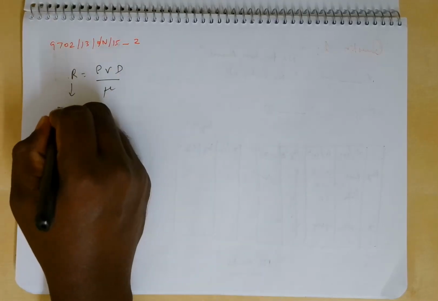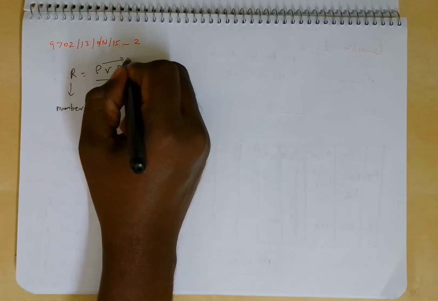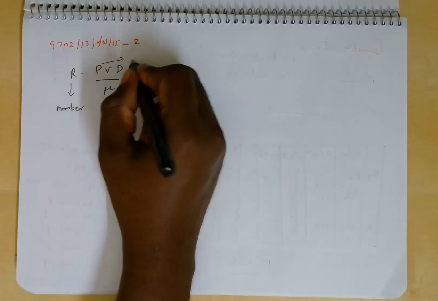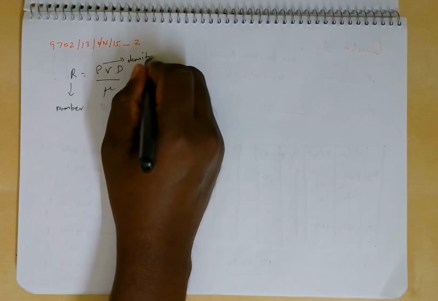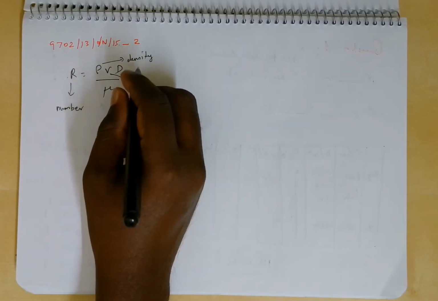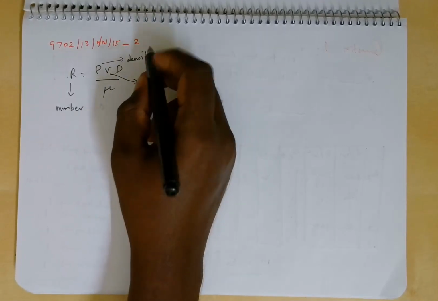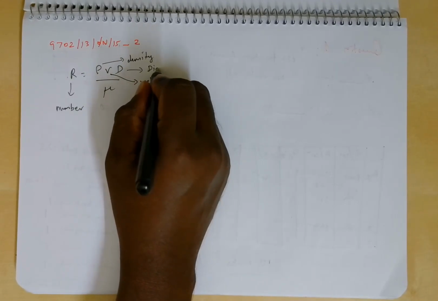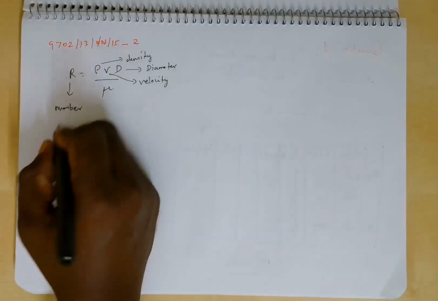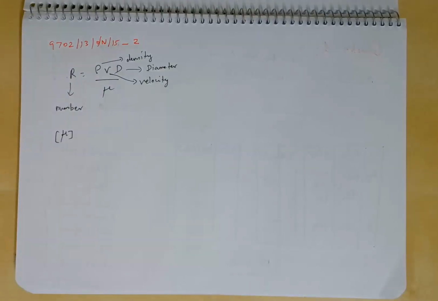So R is a number. And rho is density. V is velocity. D is diameter. What would be the SI base unit of mu? Yeah, super. R is a number, it doesn't have a unit.